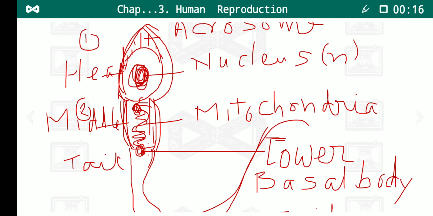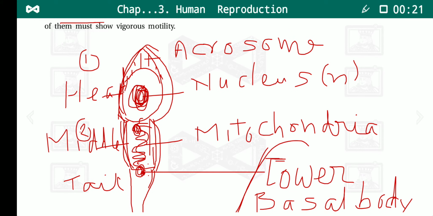In this next video, I am going to explain the structure of sperm. Here I have drawn a diagram of a mature sperm. This sperm consists of three parts.